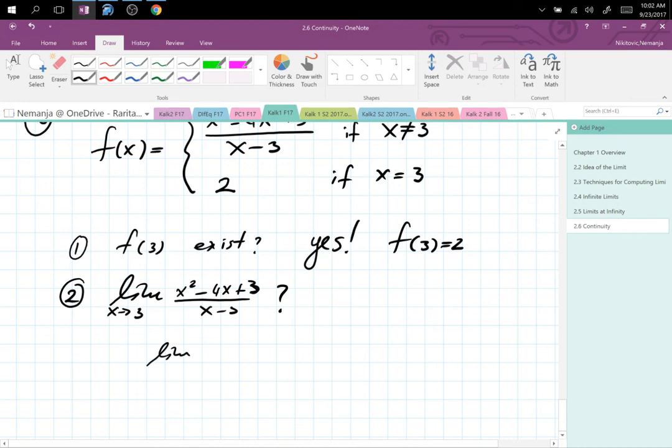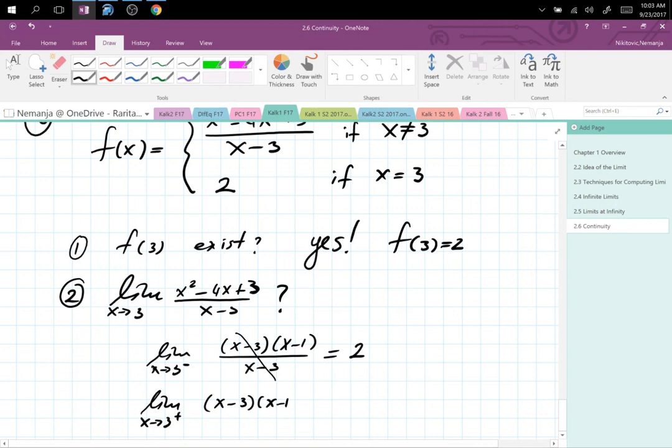So we'll try the limit as x goes to, let's say, 3 minus. We can factor the numerator as x minus 3, x minus 1, divided by x minus 3. These cancel. We got 2. Nice. You do the same thing from the right side. It will be the same calculation, and this is happening just because the denominator died.